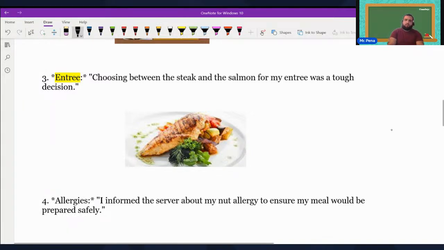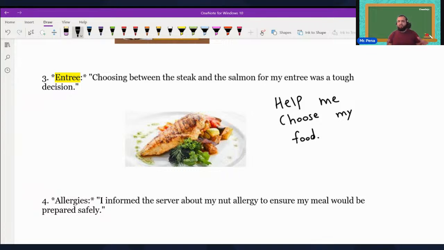Here's an easy sentence. I'm going to try to give an easy sentence for our little buddy in the chat, for Mr. Heasley. I hope I say your name right. Here's a quick, easy sentence. Choose between the steak and the salmon for my entree was a tough decision. Help me choose my food. There you go. If you think that number 3 was too long of a sentence, you can say, help me choose my food. Remember, entree is the main food at a restaurant.